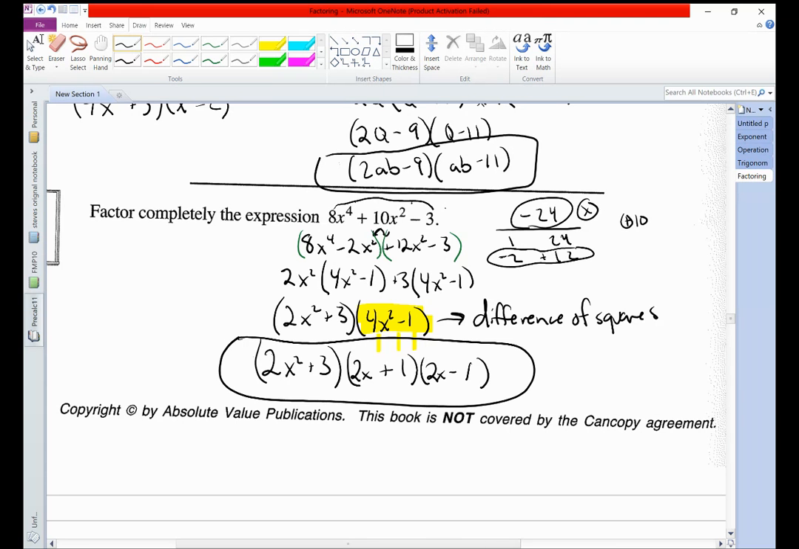That's going to happen, so you want to make sure you check each of your factors. Is it a perfect square? If it is, you can split it into two more factors. Okay, let's go.